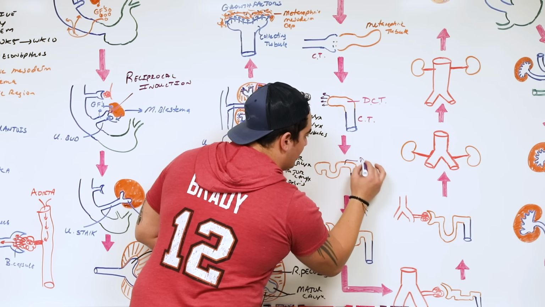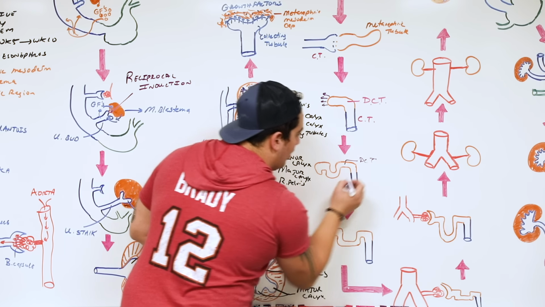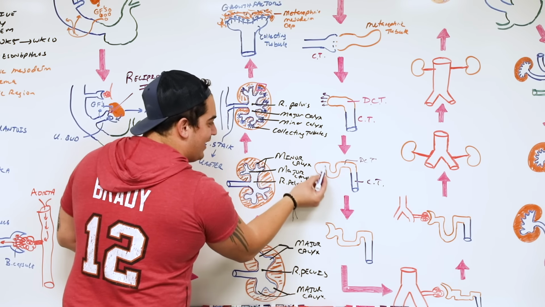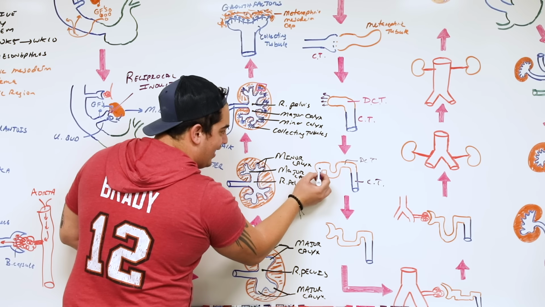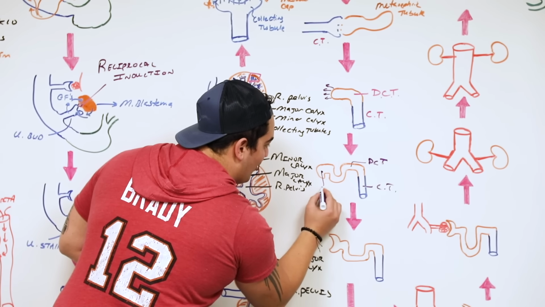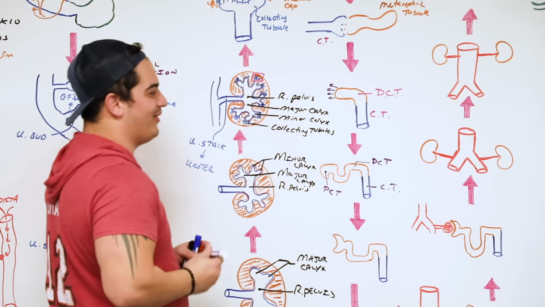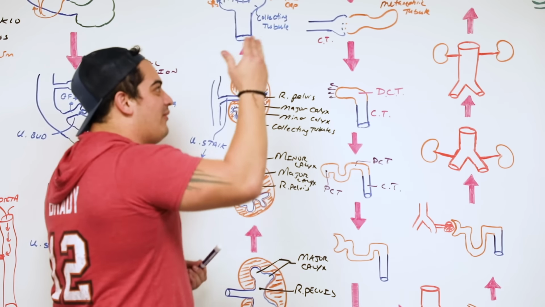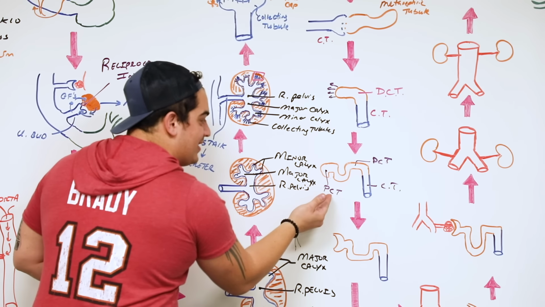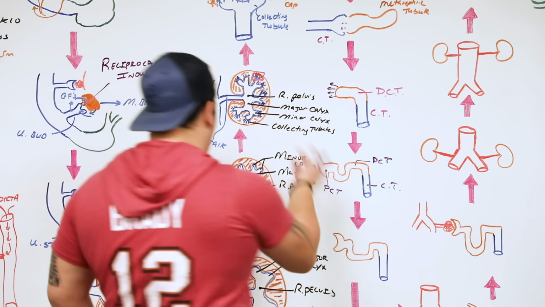Here we still have our distal convoluted tubule. Here we have our collecting tubule. But look what it started to make now. This next structure here at the end becomes your proximal convoluted tubule. So we started with the metanephric vesicle, metanephric tubule, DCT, and then DCT makes the PCT, or the proximal convoluted tubule.